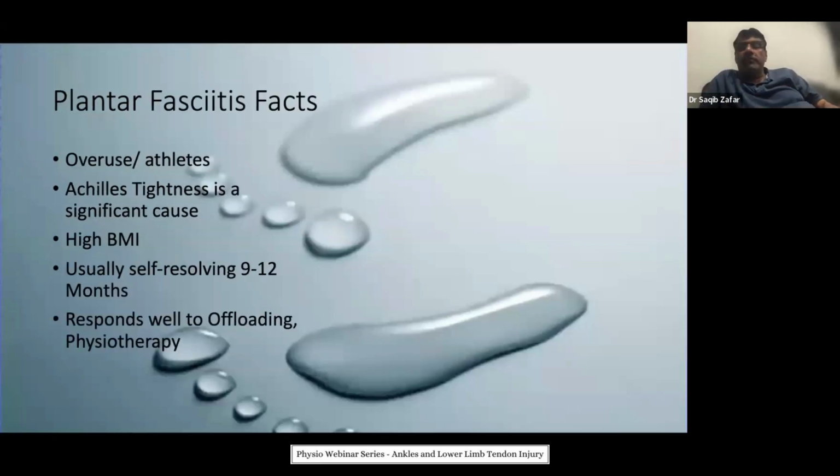Just very briefly on plantar fasciitis. As I said, it's closely related to Achilles. And nowadays, the belief is that the mother of the evil is Achilles, and plantar fasciitis is actually a symptom or an effect of that. Same risk factors as for Achilles: diabetics, hypertensive, contraceptive use in women, high BMI, aging, poor exercise, a sudden increase in activity. And as Sam alluded, it resolves within 9 to 12 months, and it responds well to offloading strategy and physiotherapy.